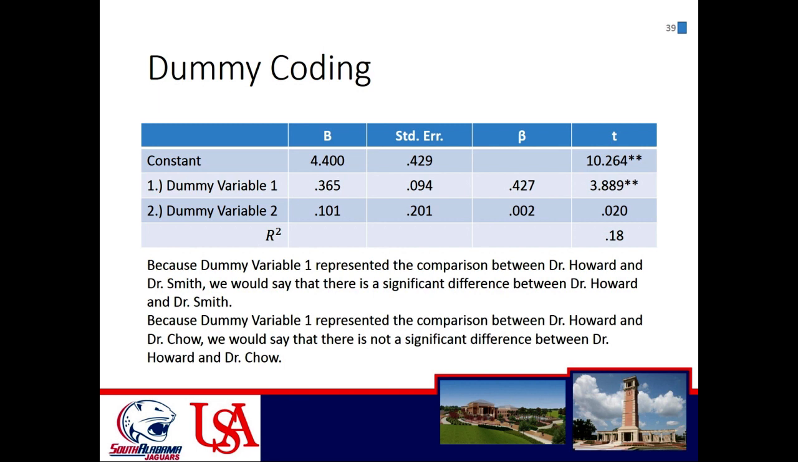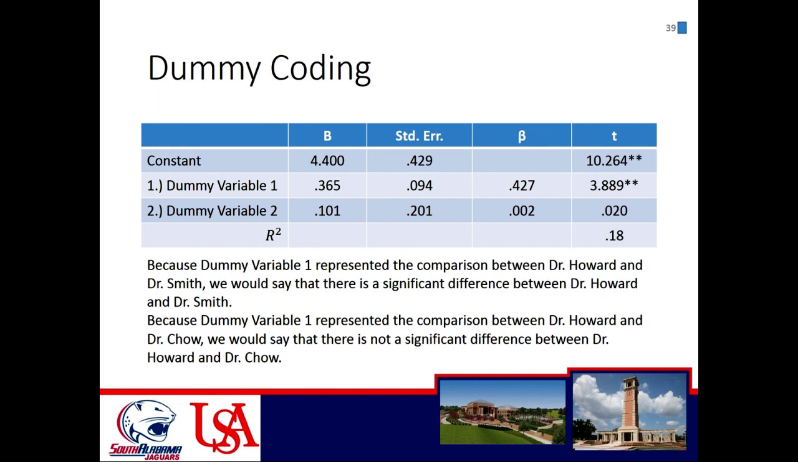Based on these groups, for dummy variable 2, we chose Dr. Howard to be the comparison, and Dr. Chow was the ones. So because we chose Dr. Chow to be the ones for that dummy variable, that's the comparison. Dummy variable 2 is the comparison between Dr. Chow's students and Dr. Howard's students. And because that dummy variable is not significant, we would say there is not a significant difference between Dr. Howard and Dr. Chow based on these observed results.